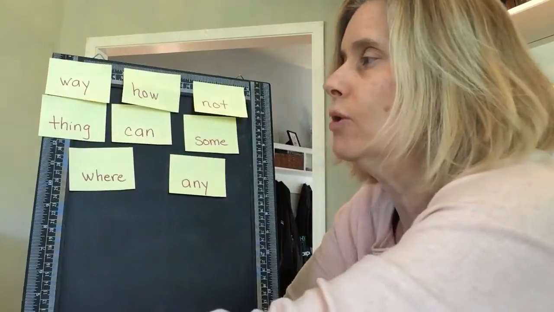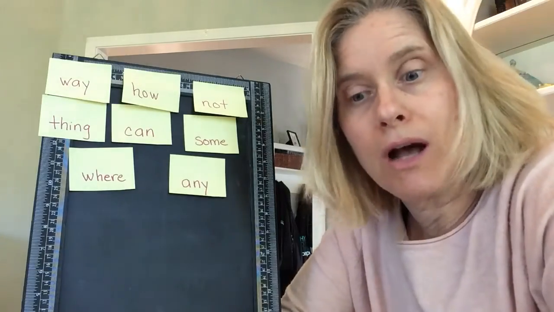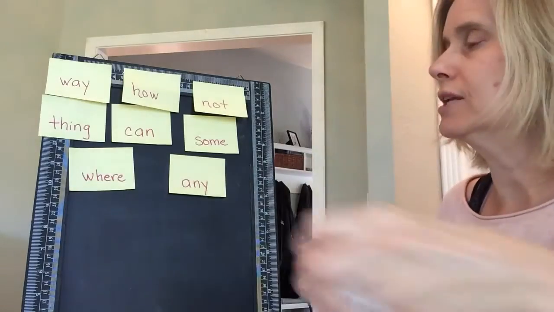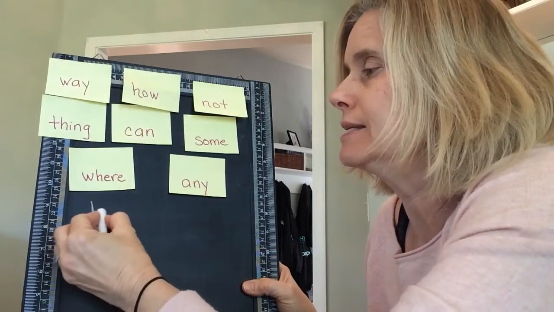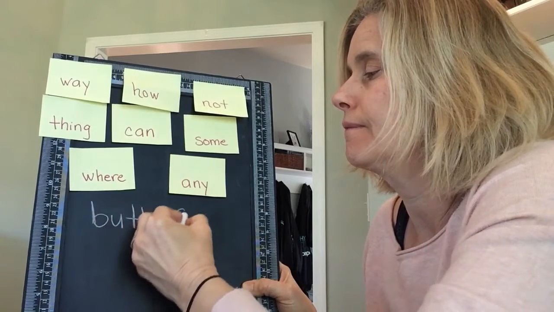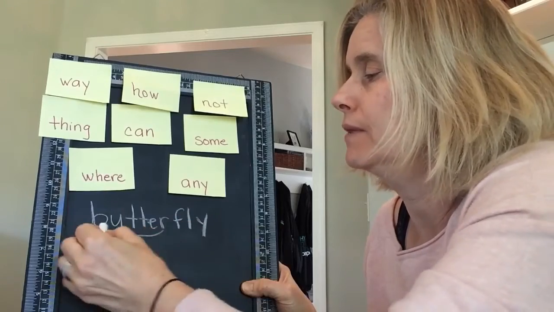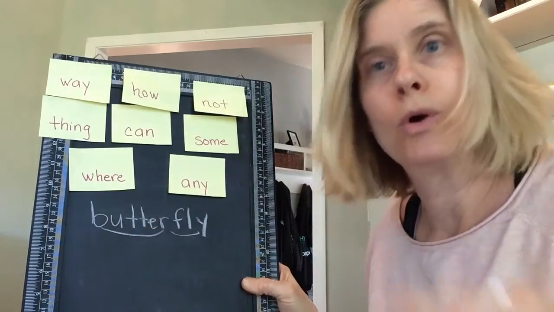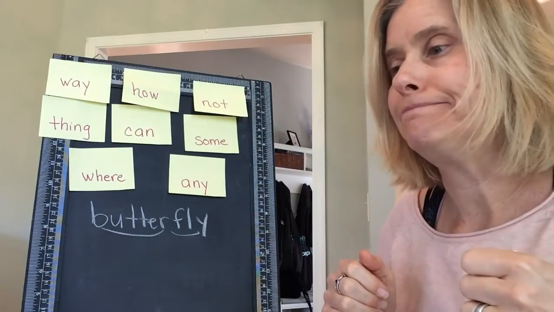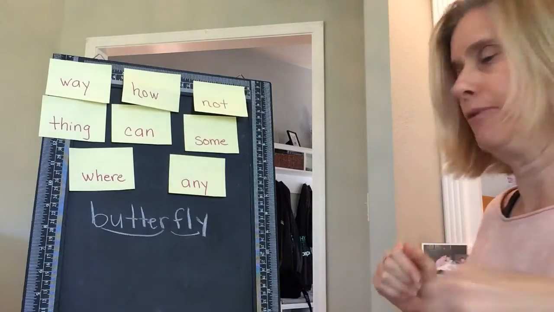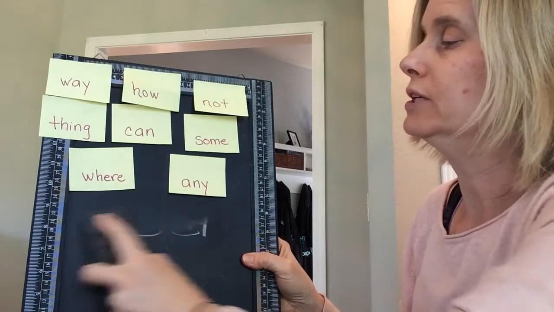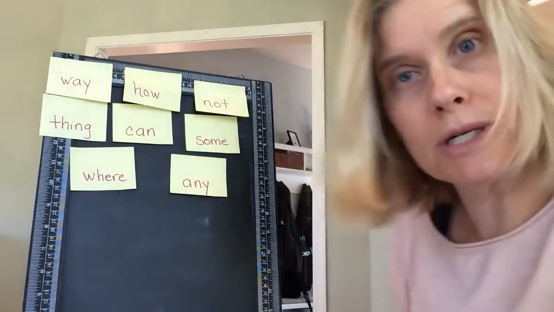So did you guys know that sometimes you can make what's called a compound word? A compound word is when it's two words squished together. A good example of a regular compound word is butterfly. Butter and fly makes butterfly. Or basketball, or baseball. So what we're going to do is look at these snap words and see if we can make some words out of them, okay?